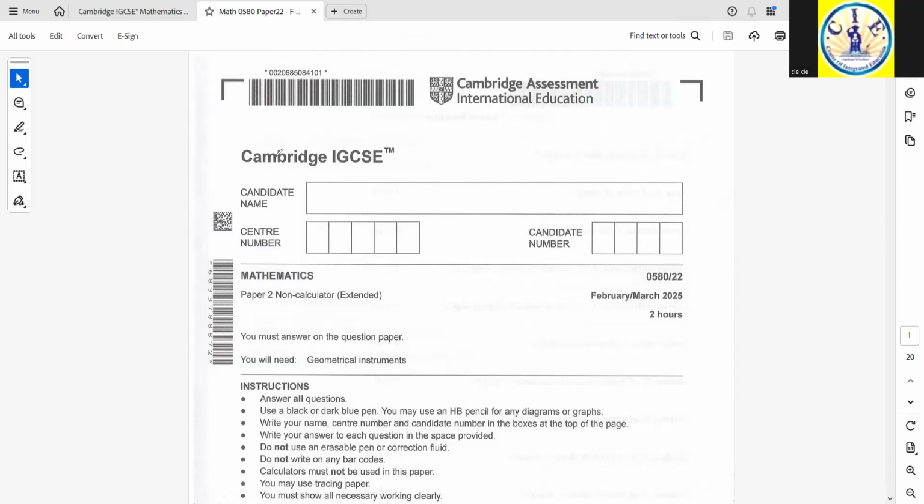We are going to solve Cambridge IGCSE 0580/22 February March 2025. It is a non-calculator version, as you know, and we are going to start solving. Let's start.